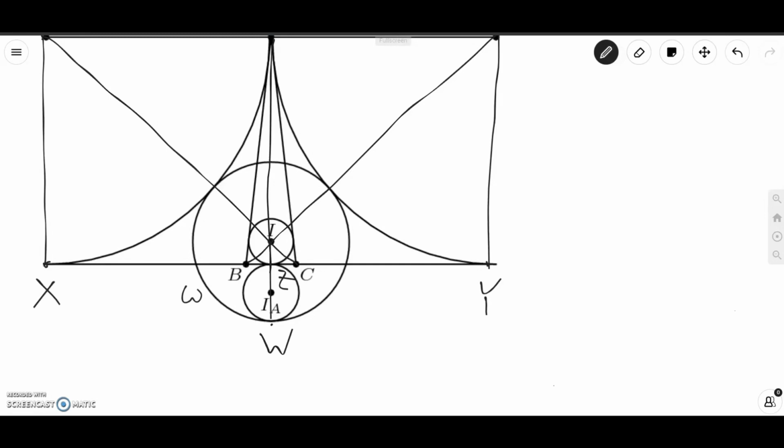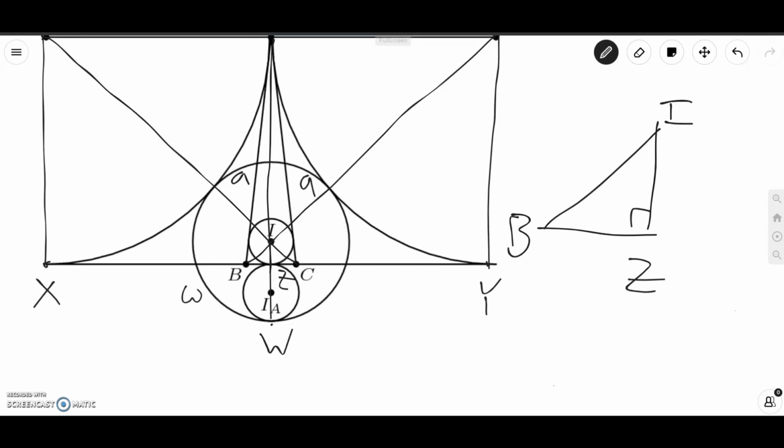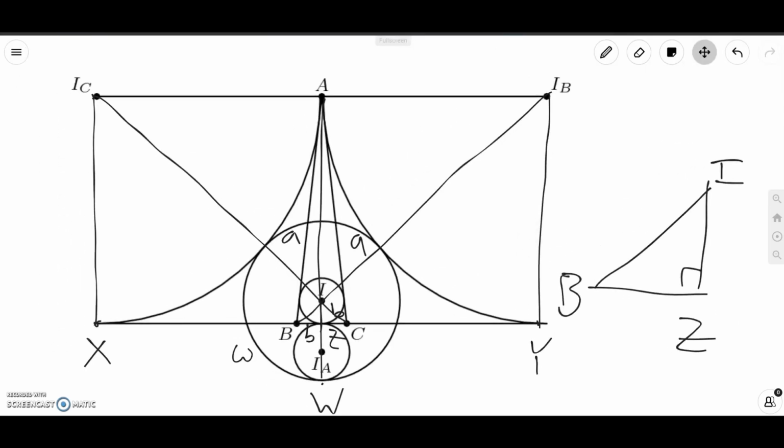As you can see, we have triangle BIZ. I've blown it up. So basically, let's define some side lengths first. Let's call AB to be A. AC is obviously A. And let's call BZ B. Let's call ZC also B, because it's an isosceles triangle. And now we know that BZ is equal to B, and our job is to compute IZ.